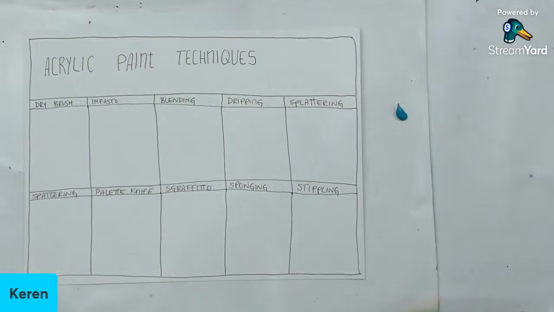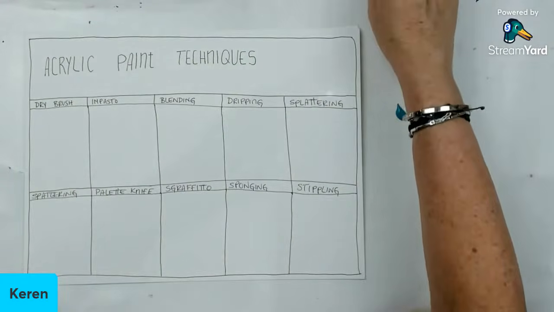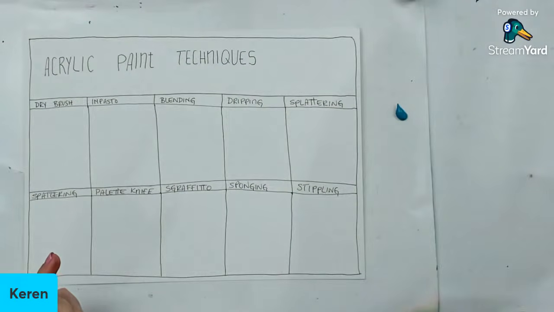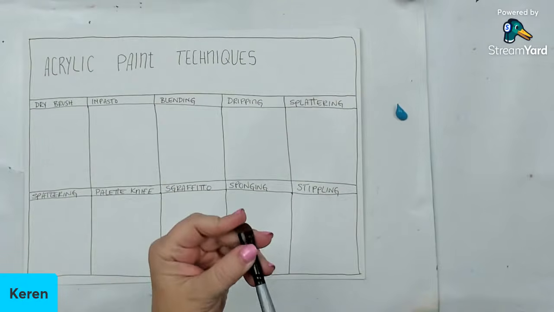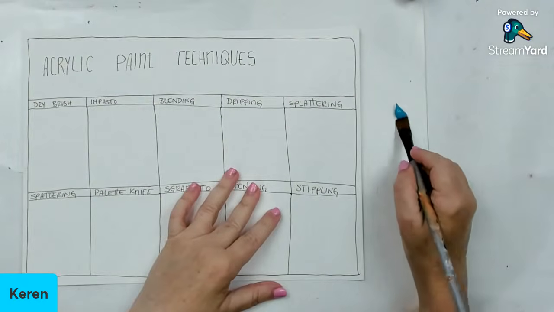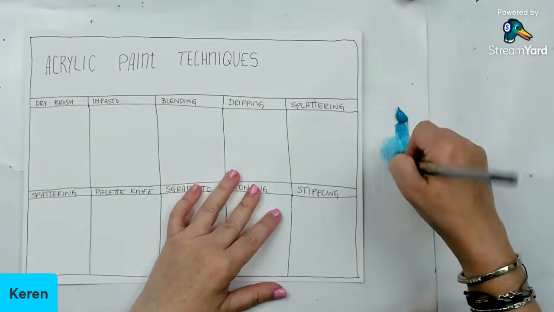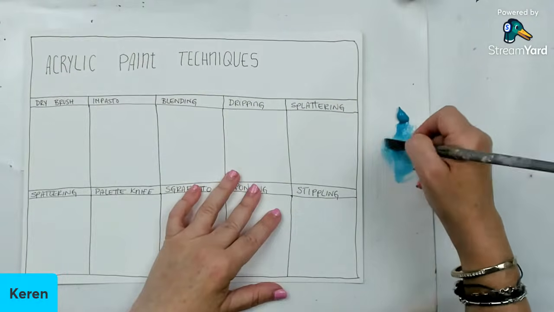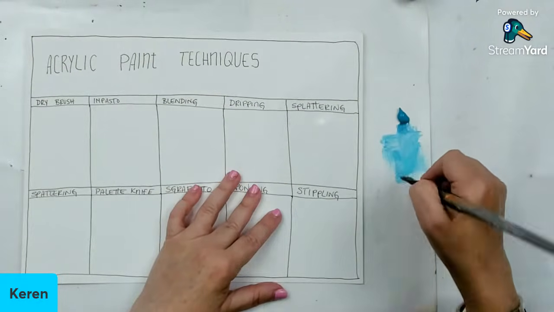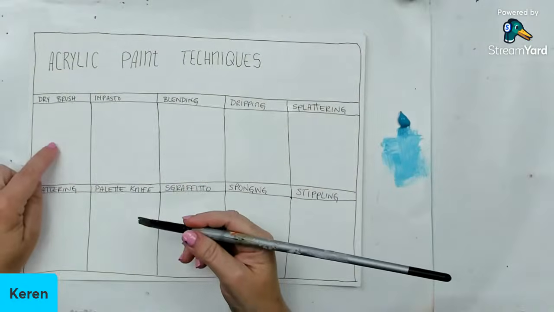Now, the key to dry brushing, okay, is that you put very little paint on the brush, but even with the small amount of paint that you put, you still have to remove most of it from the brush. That way you're applying it like this.